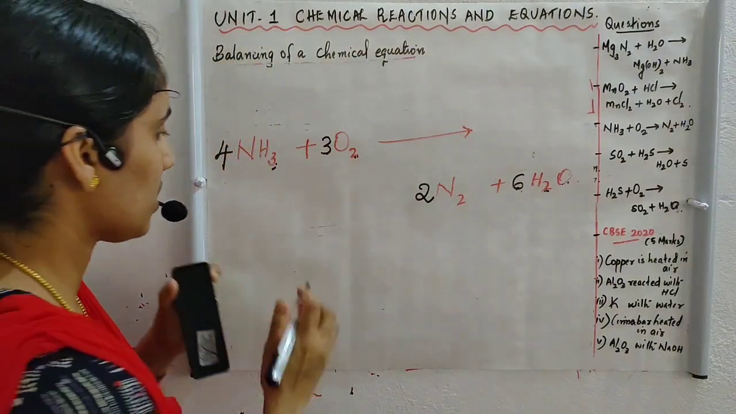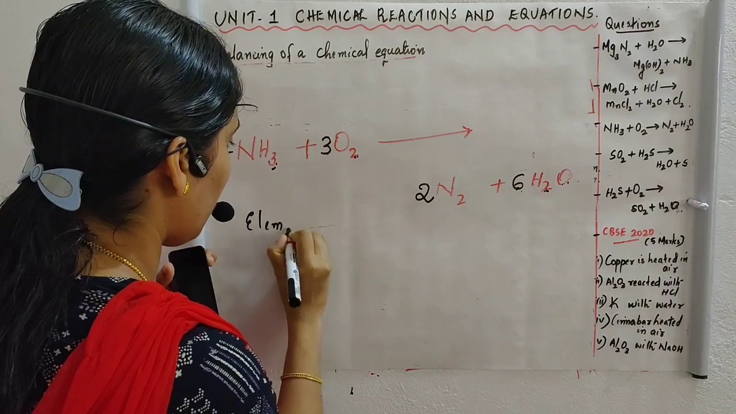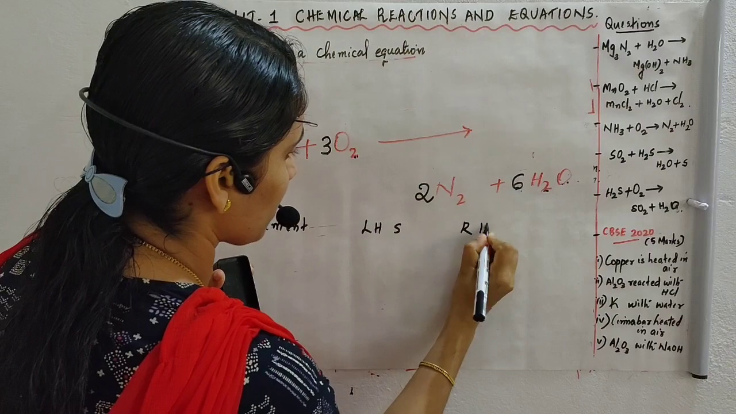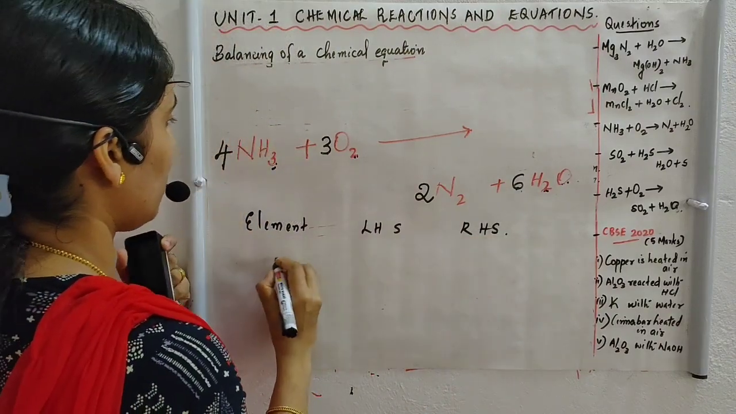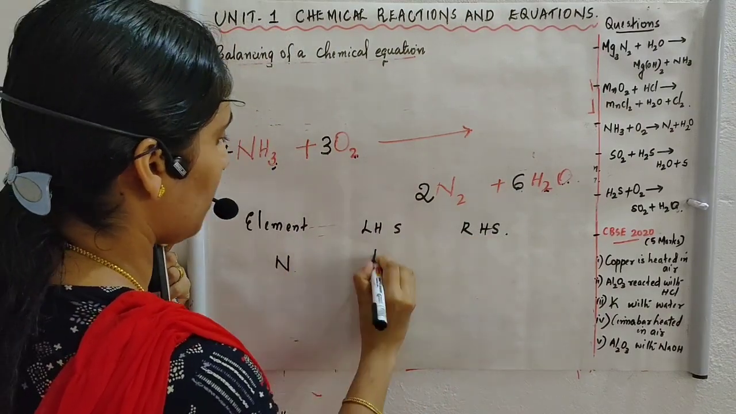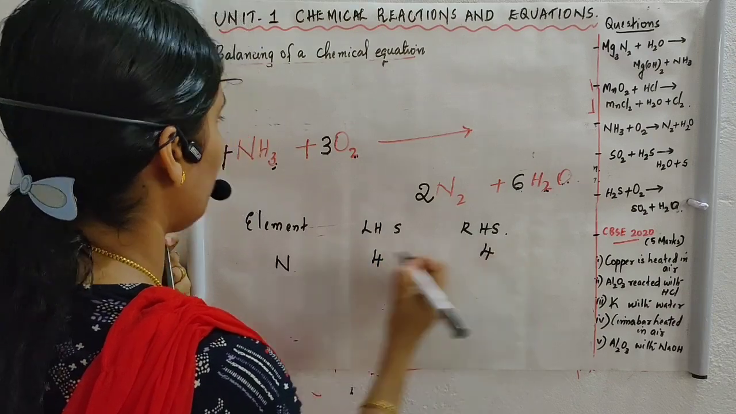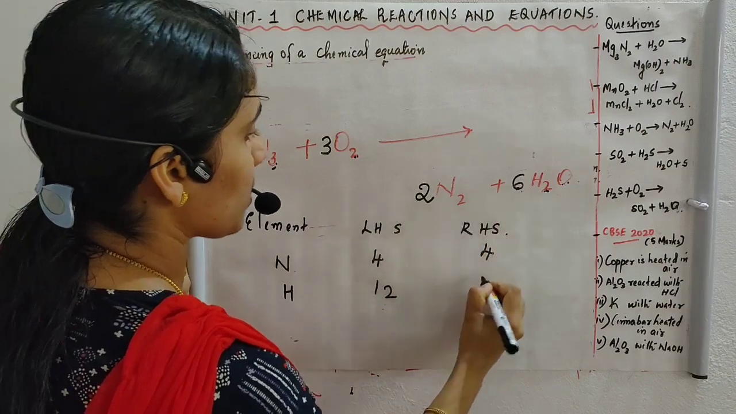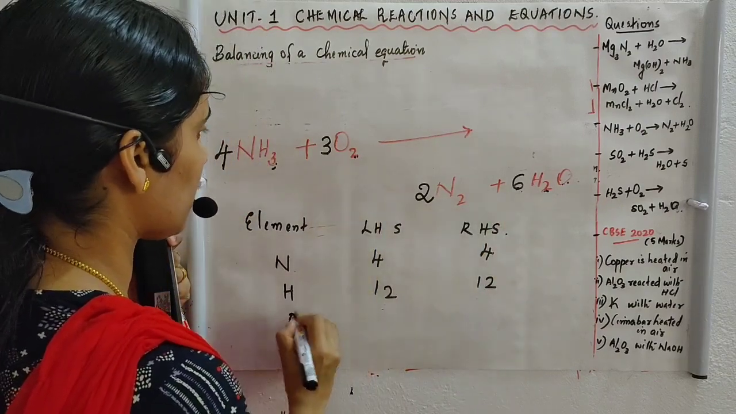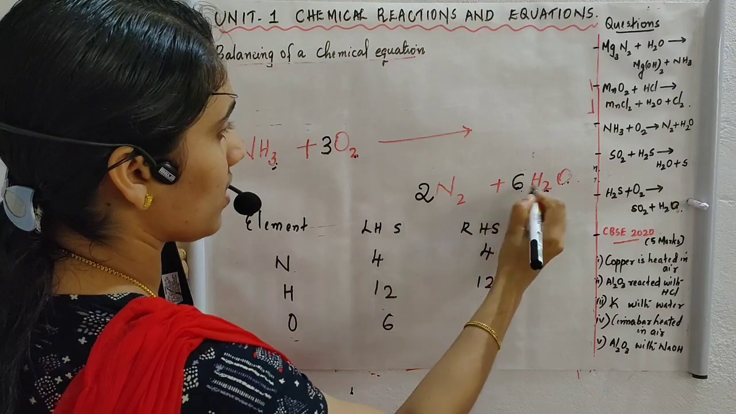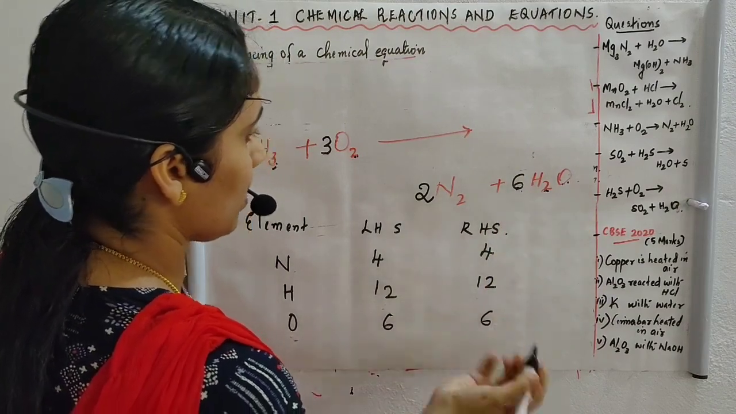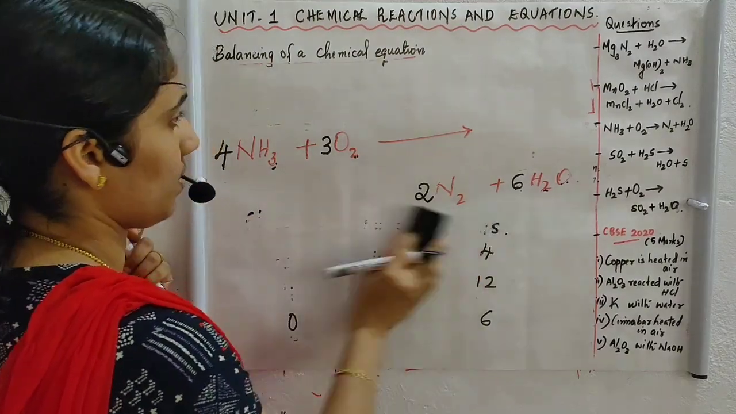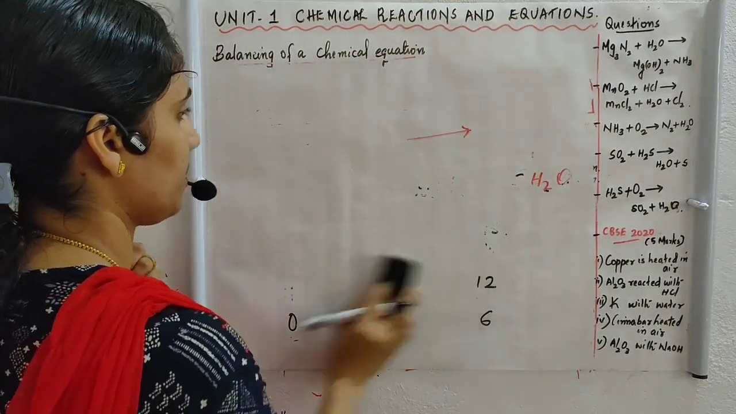Check the balanced equation. Element, LHS, RHS. So you can see nitrogen, left side 4, right side also 4. Hydrogen, this side it is 12. This side hydrogen it is 12. Oxygen, this side it is 6. And this side also oxygen it is 6. Now the equation is balanced. Then consider the next example.